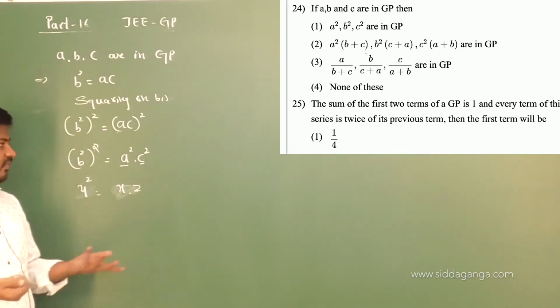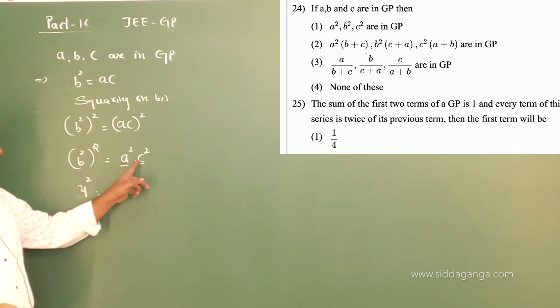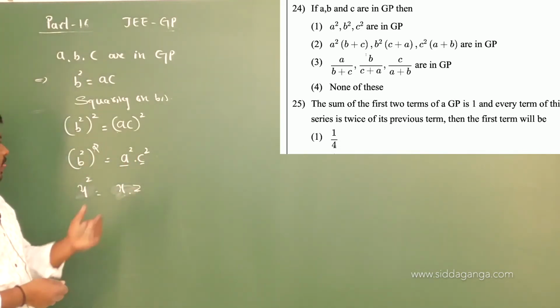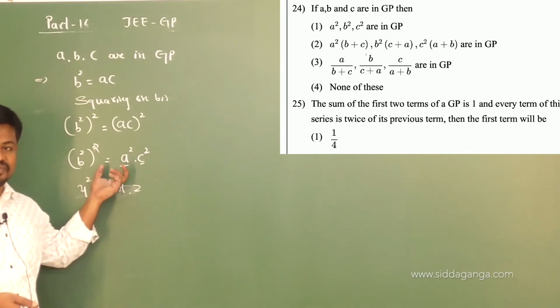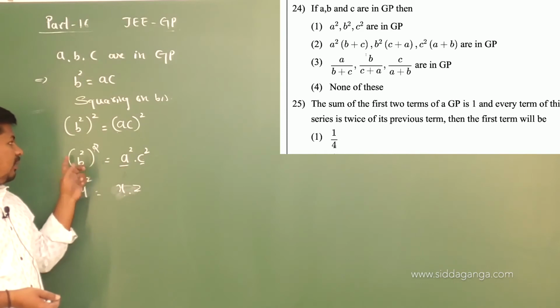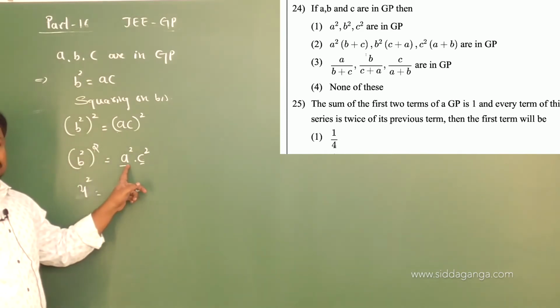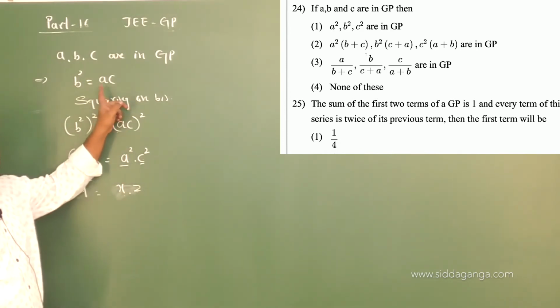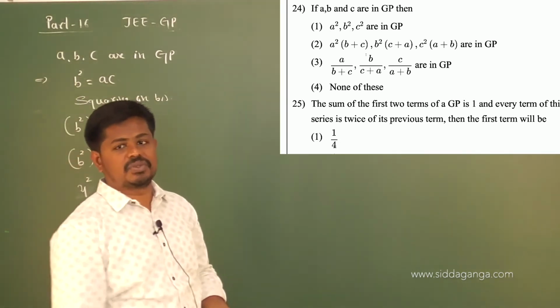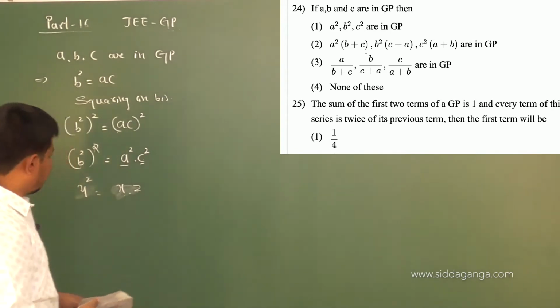Of course here B square, A square, C square, or A square, B square, C square are in GP, of course, because condition is satisfied from the definition of geometric mean. Square of the middle is equal to product of the first and last from this relation. So first option is the correct one. You mean A square, B square, C square are in GP.